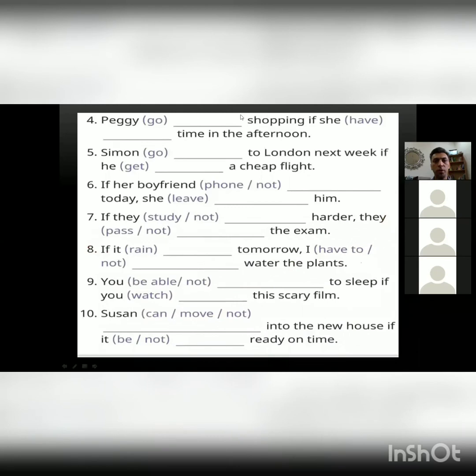That is Peggy. That is a name. Go shopping. That is a name. If she has time in the afternoon, you have to change the verbs according to the situation if it is necessary. Seaman is another name.